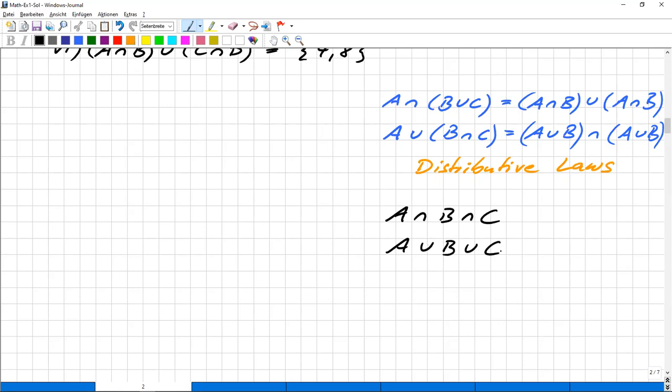Also with A union B union C, here it's associative. You understand the difference? At the moment when you mix up the operations, you should really use parentheses. Here you needn't, because it's twice the same operation. And the associative law is valid only in these two cases. Is that clear? Yes. Okay, fine.